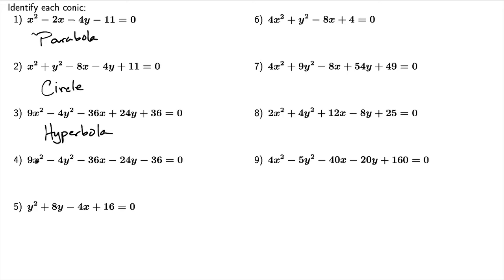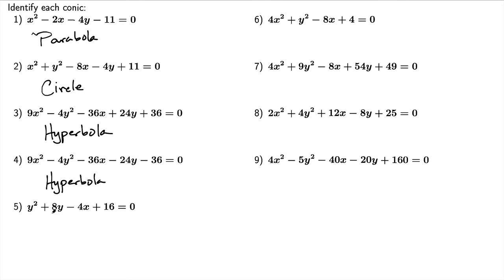This one is the same thing, 9x squared minus 4y squared. Notice the only difference between these two is the two terms at the end. But that doesn't actually change anything as far as identifying the type of conic. So same different signs there and different coefficients. So this is again a hyperbola.